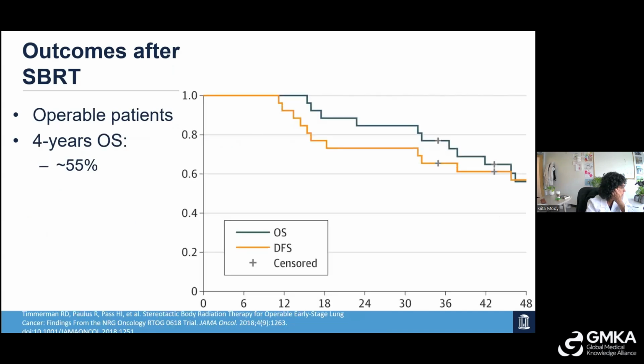And so in those patients, there was a study done on this, the comparison of overall survival to surgery, and at 4 years, the overall survival with SBRT was around 55%. So in general, what I tell patients is that the early outcomes in terms of survival rates are likely equivalent, but longer term outcomes are not known in the operable patient population, and recurrence rates are higher after radiation. That's why, in general, for patients who are good operative risks, we would recommend surgery.